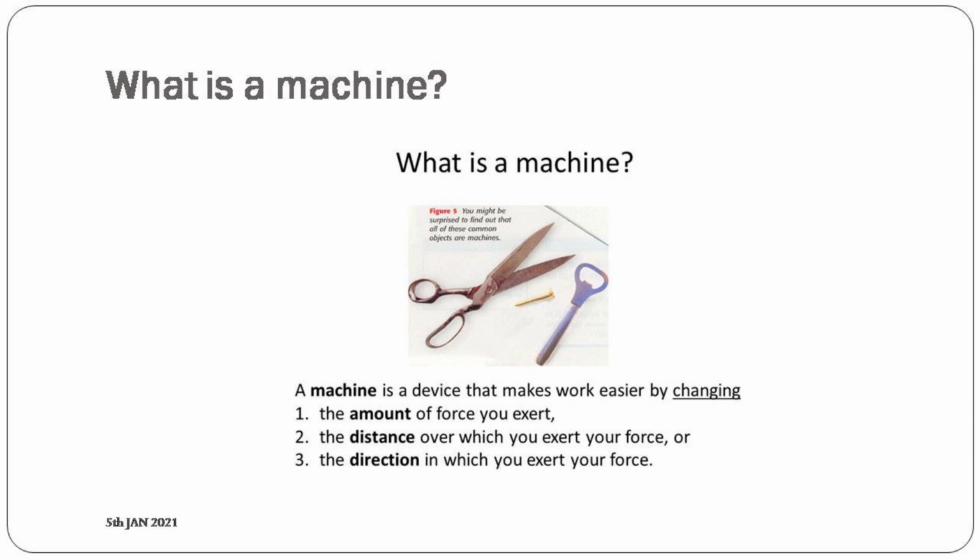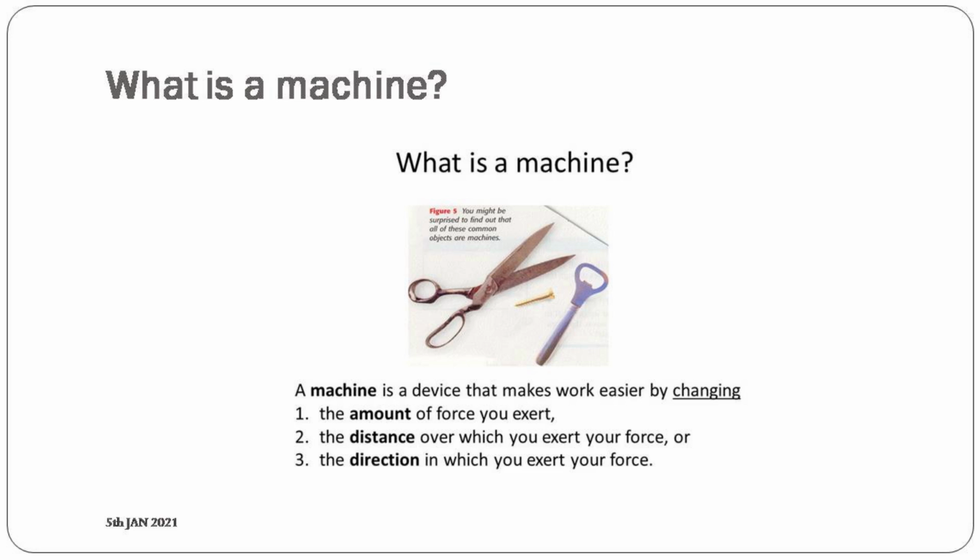Now the devices which are used to get more work done in less time and less effort are called machines. The definition is given in the picture. A machine is a device that makes work easier by changing the amount of force you exert, the distance over which you exert your force, or the direction in which you exert your force. So, in short, it is a device used to make your work easy and taking less time.